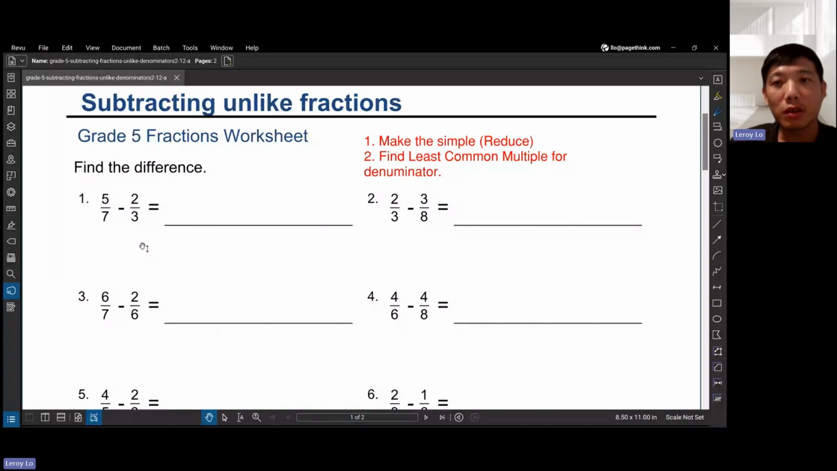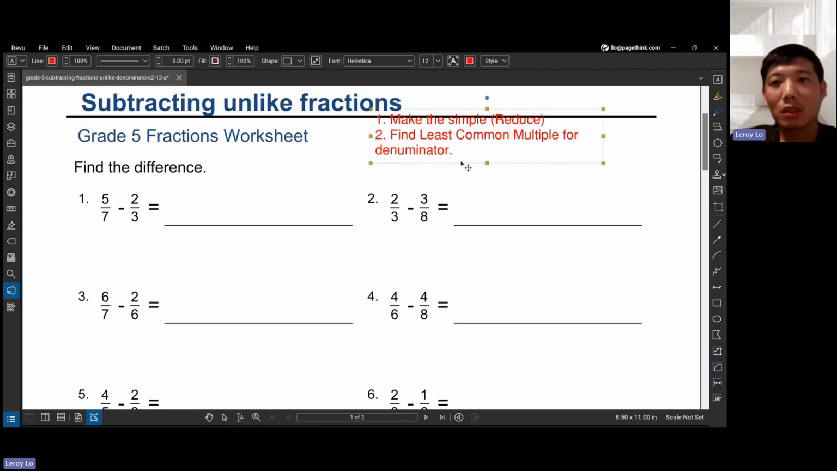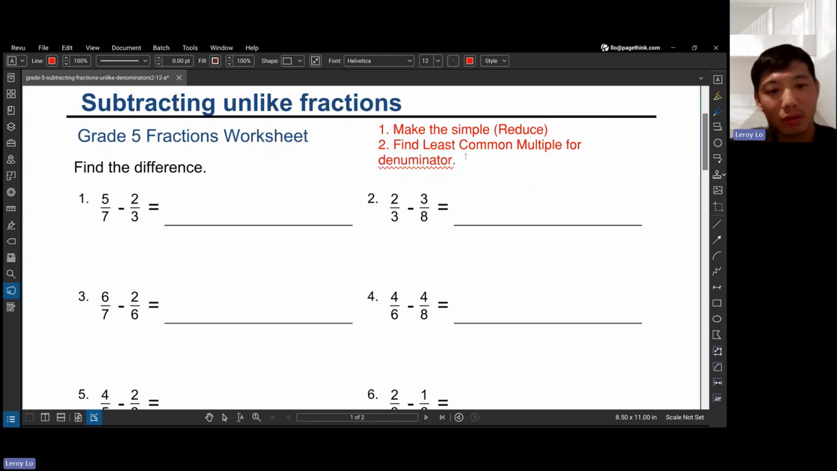So very similar to the addition, unlike fractions, we need to make it the simple form by reducing on the left side and right side. And also we need to find the least common multiple for denominators. And then we do the subtractions for the numerators, two numerators on the top. And then we make the simple form again. So that's a 4-step to do it. Okay, let's get started.